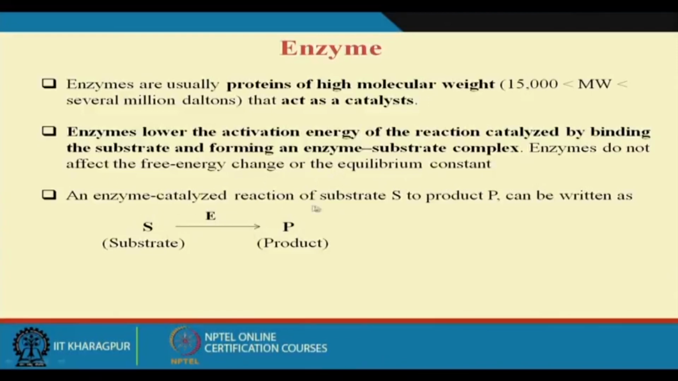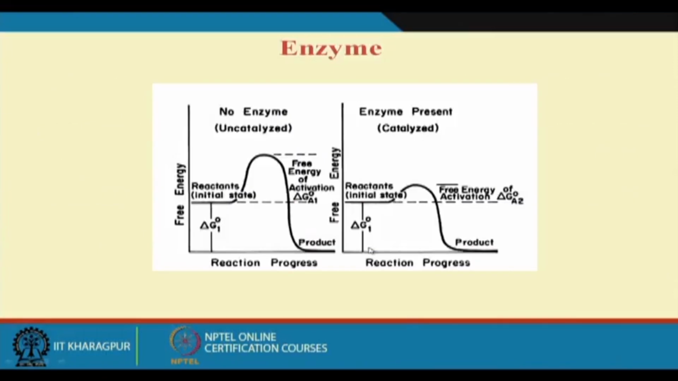An enzyme catalyzed reaction of substrate to product can be written like this. This is a very general form. Now this is how the activation energy is reduced. This is the uncatalyzed process and this is the catalyzed one. So whatever activation energy is required will be reduced, and that is how the rate of reaction is accelerated. Another thing is that after the reaction is over, the enzyme remains unaltered, which is another property we have with a catalyst.